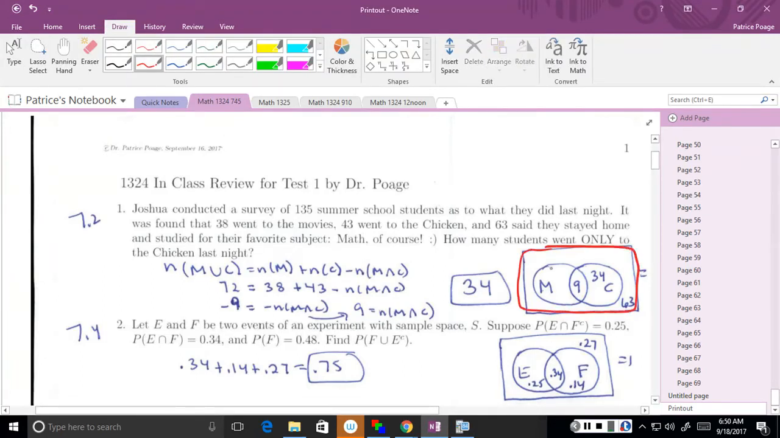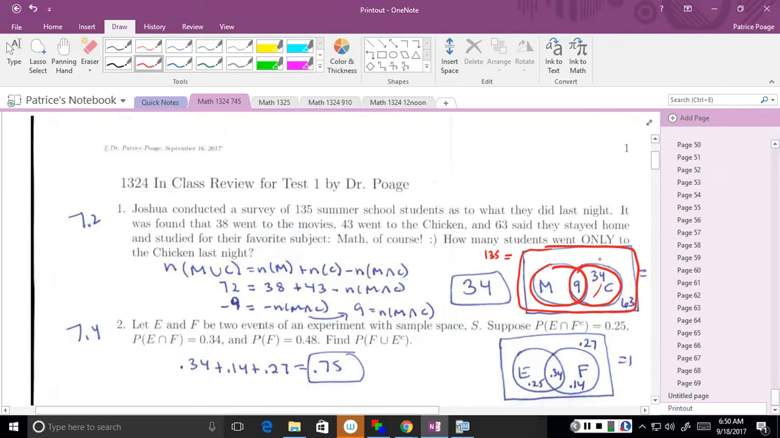I made one circle to represent that they went to the movies and one circle to represent they went to the chicken. And it said 43 went to the chicken, can't do that. The whole thing was 135. This whole thing is equal to 135. 38 went to the movies, can't do that. The whole movie circle should add up to that. 43 chicken, the whole thing should add up to that.